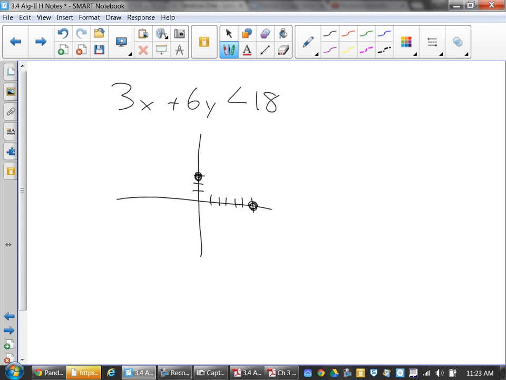Now, when I connect these two, since I'm working on an inequality, will this be a solid or a dotted line? Dotted. Dotted line. Now, what you have to figure out next is that your graph with an inequality splits the XY grid into two separate planes.